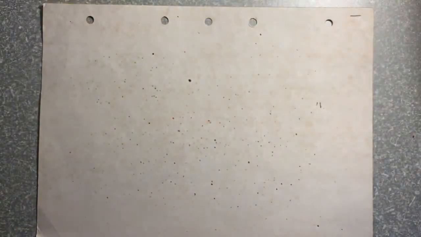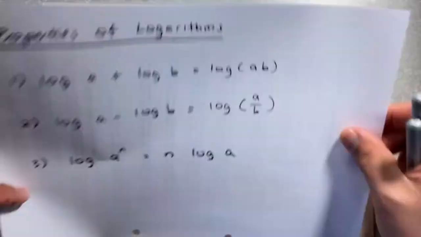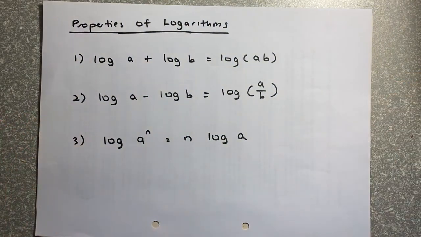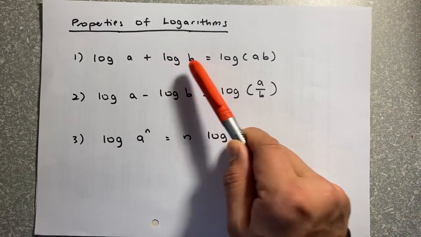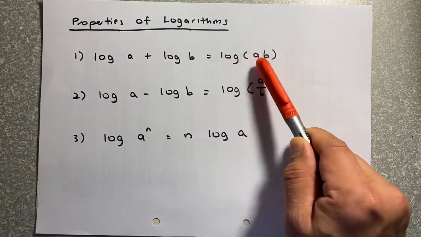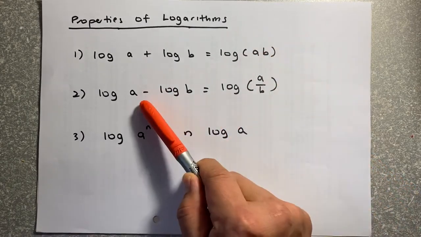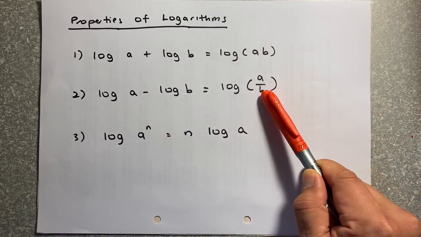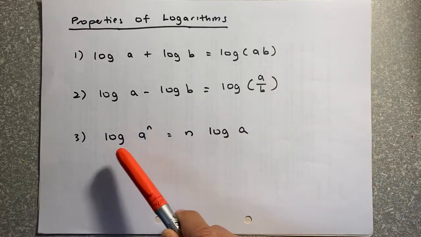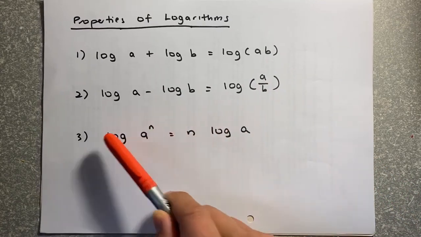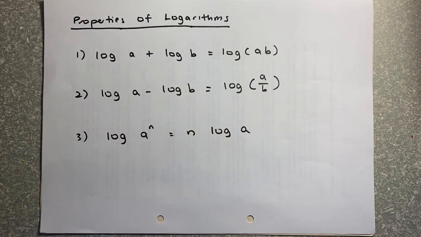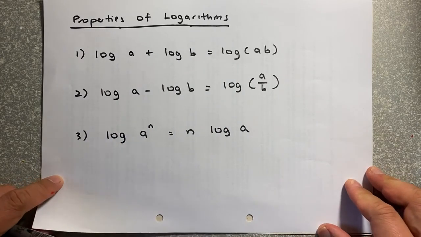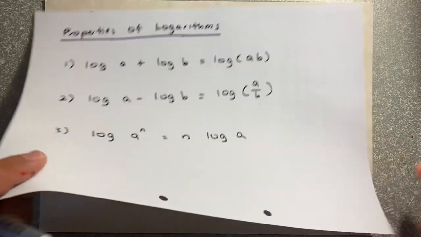Okay, before we proceed, the second type of question is based on the properties of logarithm. So you need to know this. If you have log A plus log B, you multiply: log of A times B. If you have a minus, you divide: A divided by B. If log A to the power of n, that n can come down and become n log A. So remember these three properties and you'll be able to do the rest of the exam.